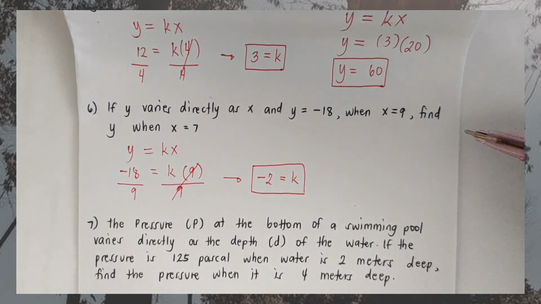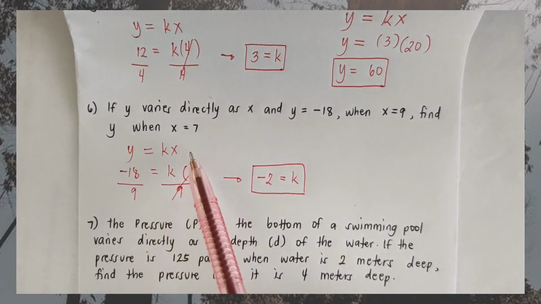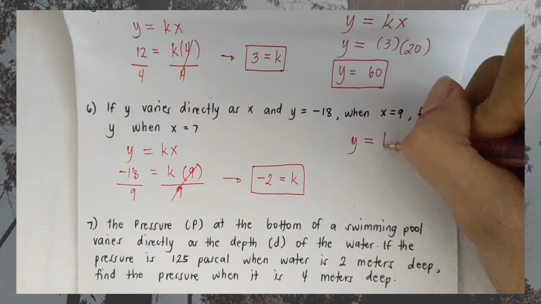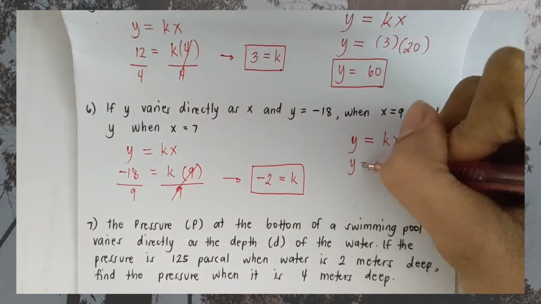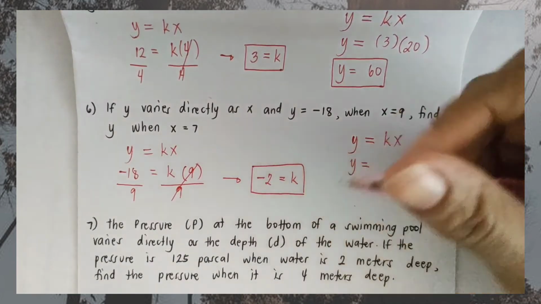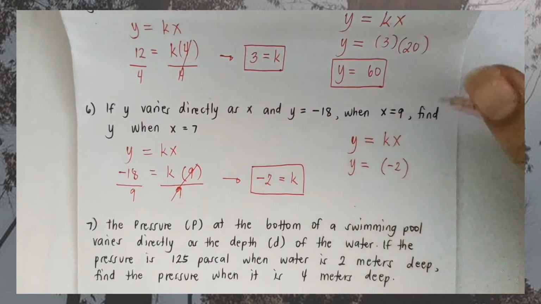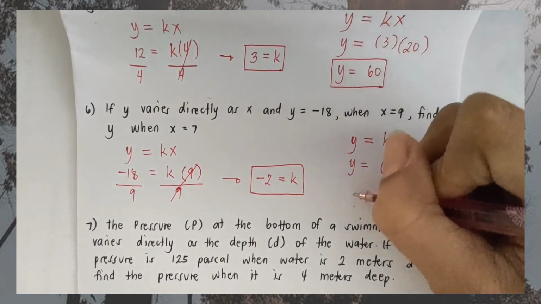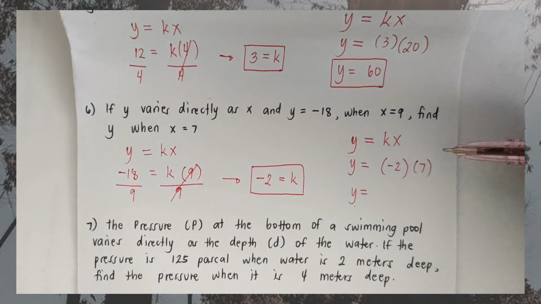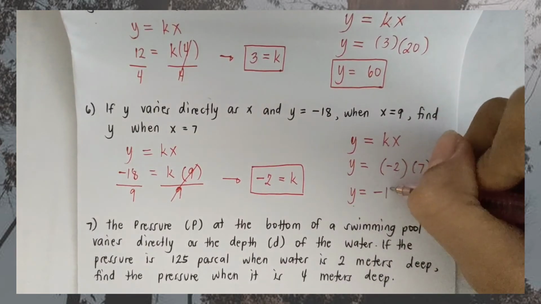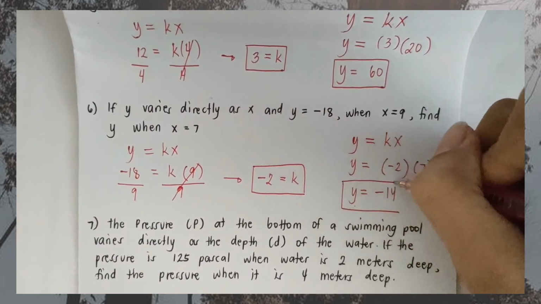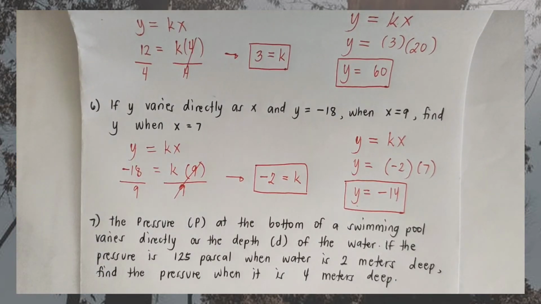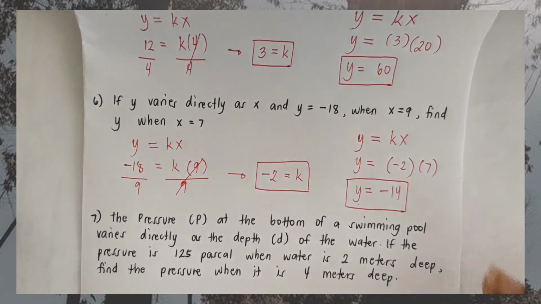We are also looking again for y when x is equal to 7. Rewrite the equation y is equal to kx. y is equal to, your k is negative 2, so substitute. And then your x is positive 7. Substitute again. Then compute negative 2 times positive 7 is negative 14. This is now your answer. Okay, let's proceed with the last but not the least example.